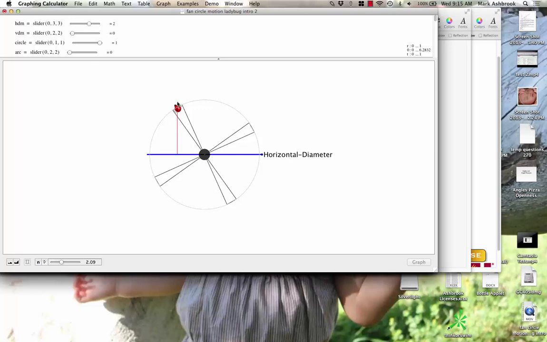But we said that that doesn't do the job because that same vertical distance above the horizontal diameter is also hit by the bug over here somewhere, right? So like right about here. So there's two different places where the bug has that vertical distance. So if we want to pinpoint exactly where the bug is, we need something else. And what is that?